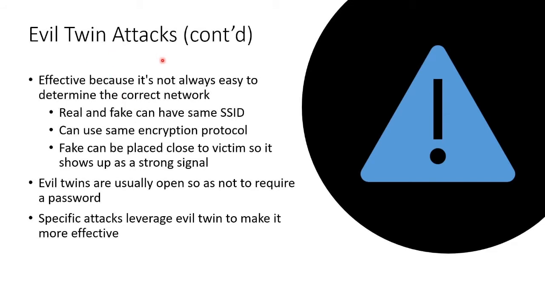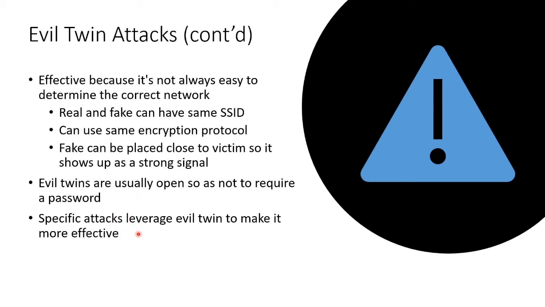It's effective because it's not always easy to determine the correct network. I mean, you can have a legitimate access point that says Linksys, and you can have an evil twin that also says Linksys. It'll just look like there are two Linksys routers. So the real and the fake can have the same SSID. They can use the same encryption protocol, or you can leave the fake open, and you just place the fake a little closer to the victim so the signal looks stronger and it's higher in the list. Usually evil twins are configured to not have a password, and the machines just connect.